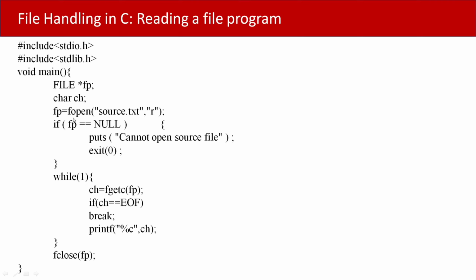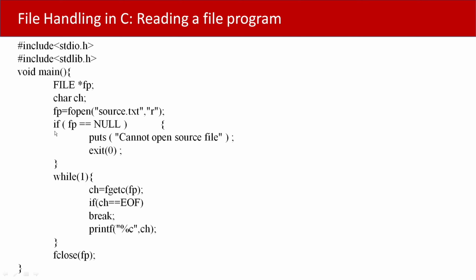Now to open a file, we use this fopen function. With this function, we can create or open a file. It takes two parameters: source.txt, the source file name, and the mode in which we are going to open it. Source.txt is the file name. I want to read from that file, so I want to open it in read mode. There are various modes, we will discuss them in the next slide, but I want to open it in read mode. Read mode means I can only read the file if it already exists.